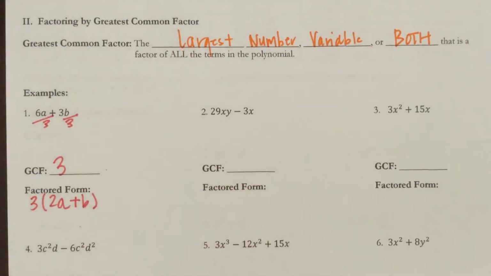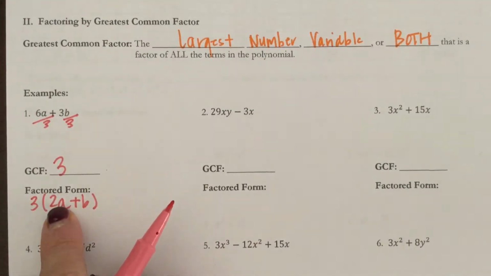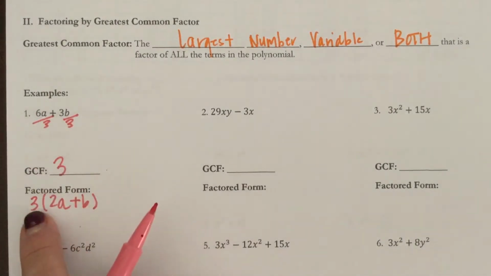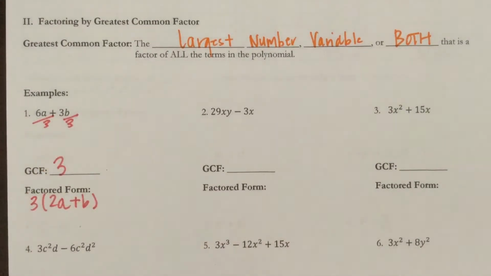This factored form that you see here should remind you of something that we studied earlier in the year, which is the distributive property. I can mentally check that this will multiply to give me this. If I distribute 3 to 2a, that makes 6a. And if I distribute 3 to b, 3 times b is 3b. So I have successfully taken an addition problem and rewritten it as multiplication: 3 times 2a plus b.